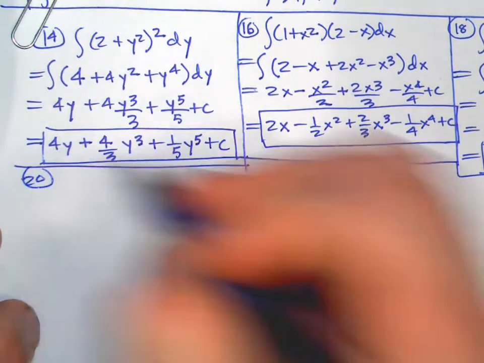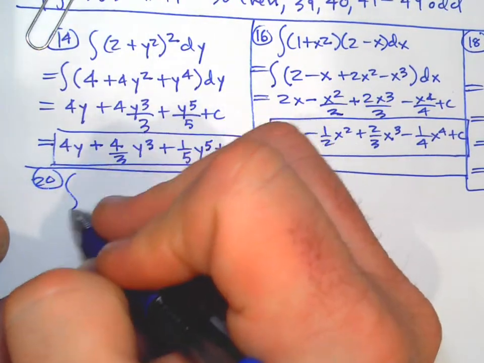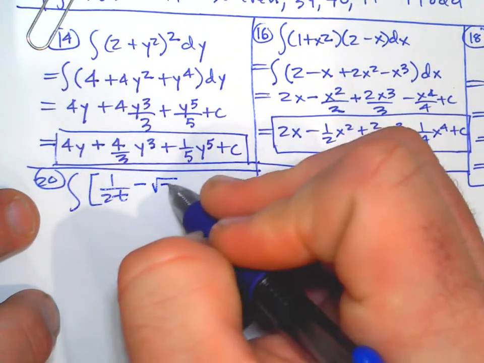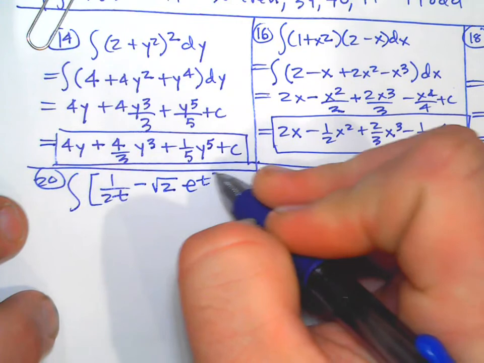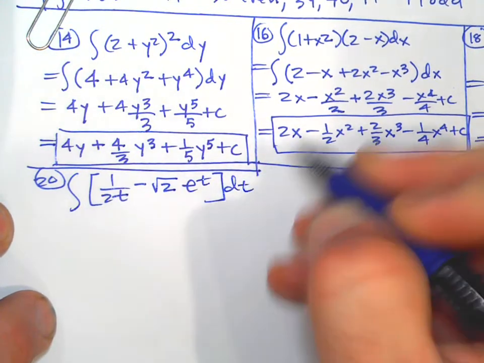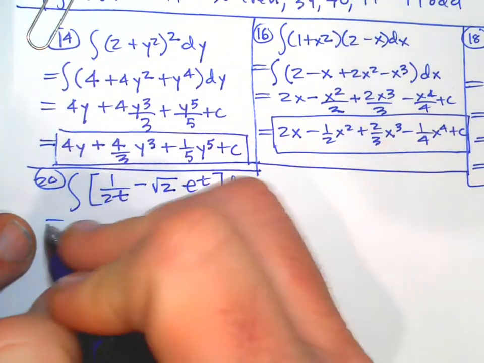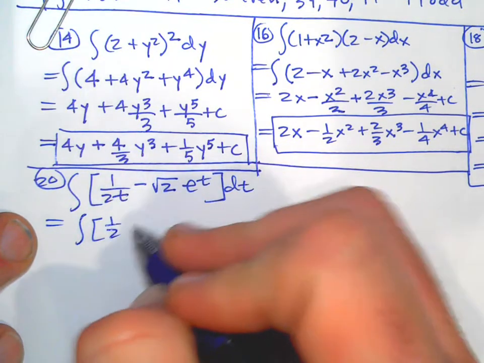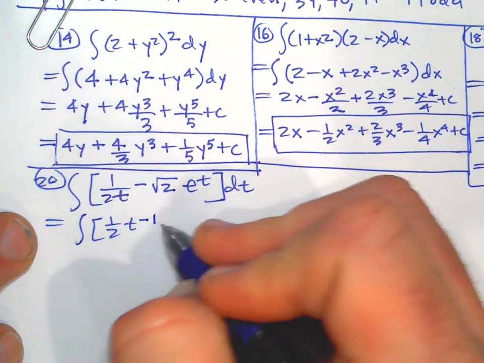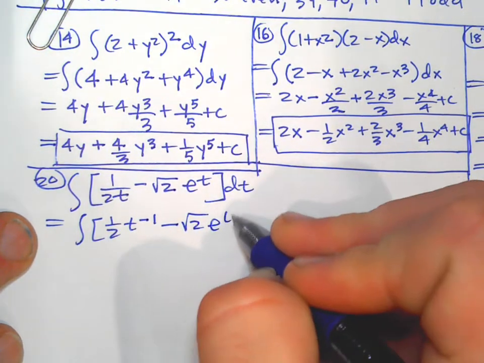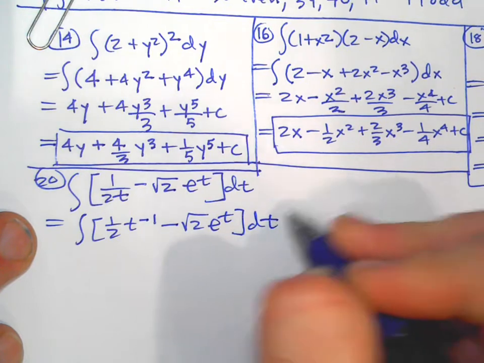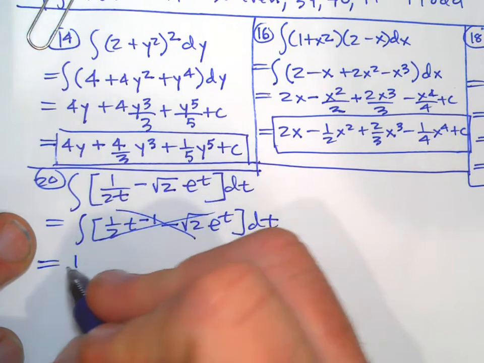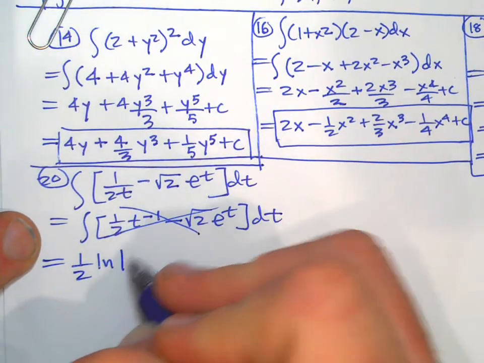20 is the integral of 1 over 2t plus the square root of 2 times e to the t. The e to the t is not inside the square root. Square root of 2 is just a number. Now the mistake some people might make is rewriting this right here as 1/2 t to the negative 1. But that's going to cause problems because when you integrate it, you're going to get t to the 0 divided by 0. So what you need to recognize is this is 1/2 natural log of the absolute value of t.